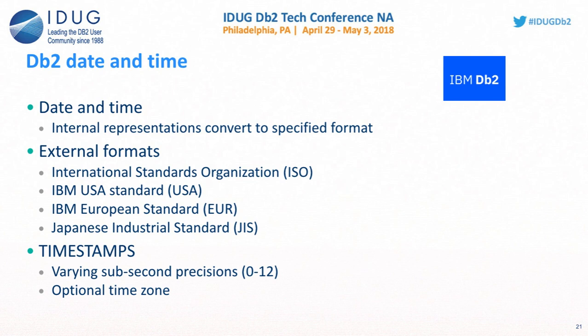Timestamps can be variable size too. So if you think it's always 26 bytes, not always. Sometimes it can be as short as 19, and it can be up to 32.